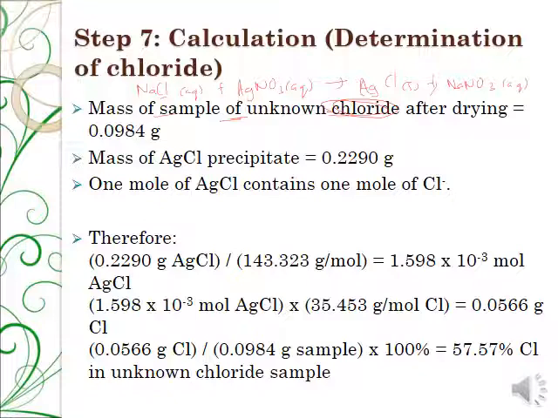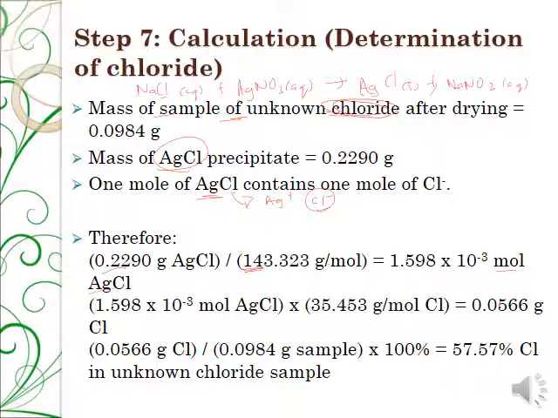One mole of silver chloride contains one mole of chloride ion. If that dissociates into ions, you get silver plus and chloride minus, one mole each. So therefore, the mass of the precipitate divided by the molar mass of the silver chloride, which is 143.323 gram per mole, we get 1.598 times 10 power negative 3 mole of silver chloride.